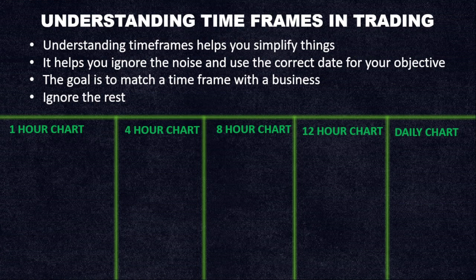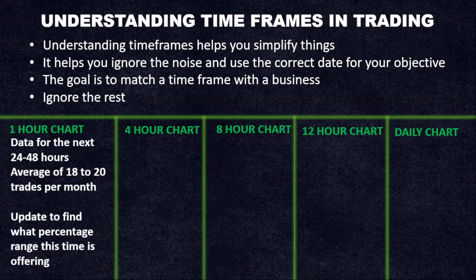So when we go to the 1 hour time frame, the 1 hour time frame provides data for the next 24 to 48 hours on TradingView. The data you see when you zoom out of the chart on TradingView is data for the next 24 to 48 hours. And this will give you an average of 18 to 20 trades per month if you want to be trading solely on the 1 hour time frame.